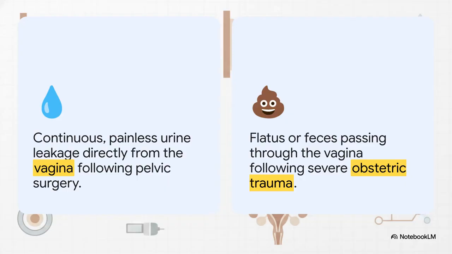To wrap up, differentiate pelvic fistulas by history and fluid type. Vesicovaginal fistulas cause continuous, painless urine leakage following pelvic surgery, radiation, or prolonged labor, and are diagnosed with a dye test or cystoscopy. Rectovaginal fistulas present with flatus or feces passing from the vagina, typically following severe obstetric trauma, Crohn's disease, or surgery.